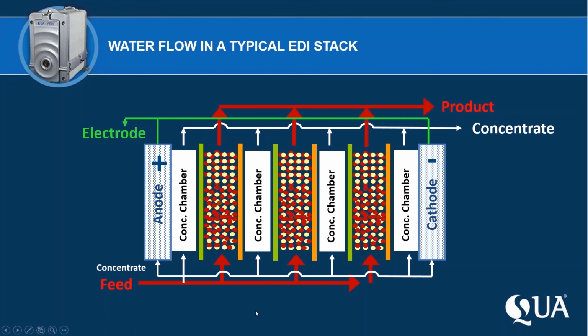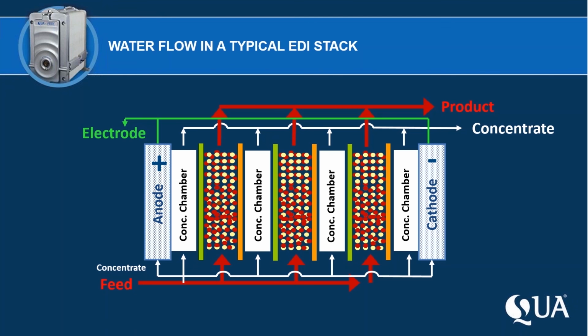And what we do is we refer to EDI stacks with cell pairs. And the cell pair comprises a diluting compartment and a concentrating compartment. You have multiple cell pairs, typically in a plate and frame device, that are all held together. Now on each end, as David alluded to, we have an anode and a cathode. Most EDI suppliers have an electrode flow, which is the water that flows through your anode and cathode and then leaves the stack. And then the second stream would be the concentrate compartment, and then you have a product.